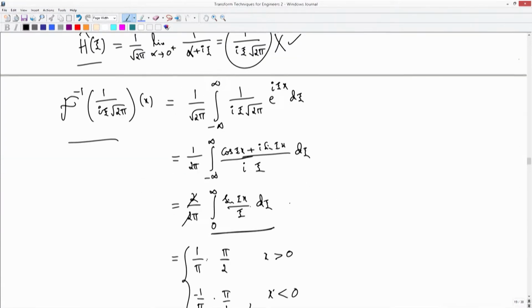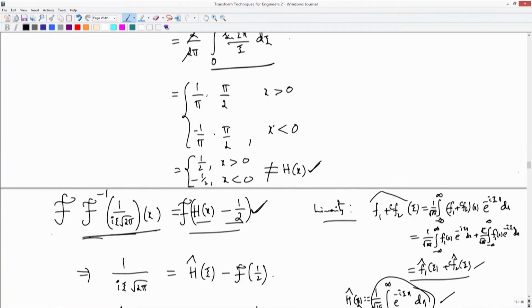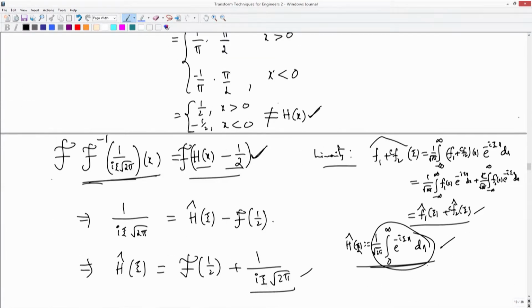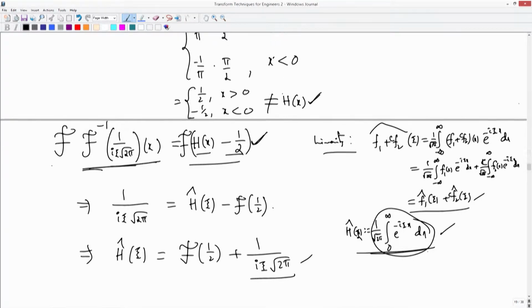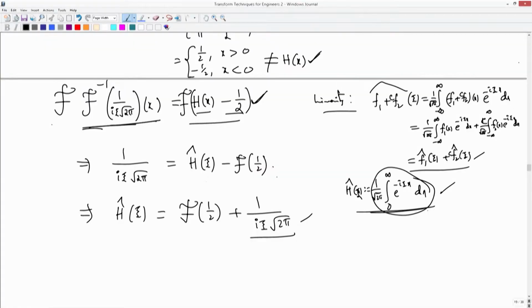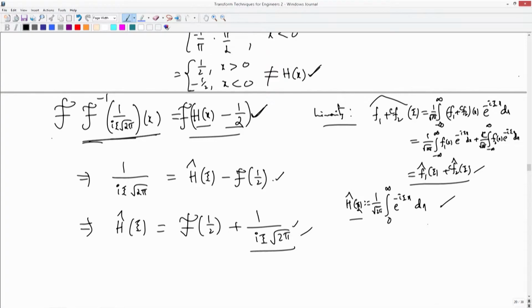So, what you should get is h of x minus half, whose Fourier transform is 1 over i xi root 2 pi. To get the Fourier transform of the Heaviside function, we can take the Fourier transform on both sides again, because you can go and come back through the Fourier and its inverse transform. If you directly apply the definition, the integral does not converge, which means you expect the Fourier transformation of the Heaviside function to be a generalized function.